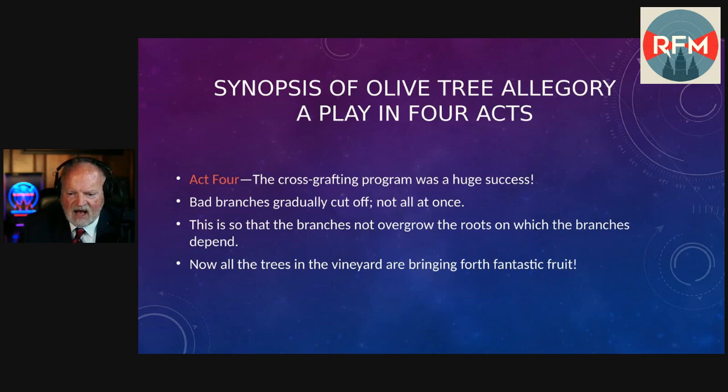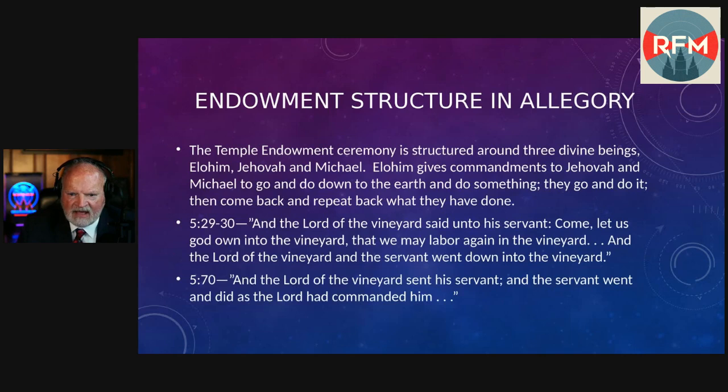So that is the olive tree allegory in thumbnail form, a play in 4 acts. It's really not that complicated for me when I broke it down. It was much simpler than I expected it to be. So this is what is going on. This is the action of the allegory.